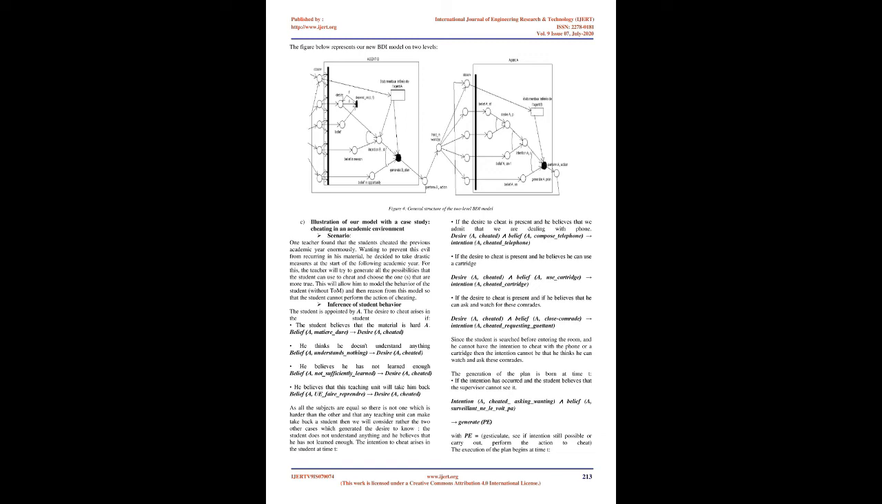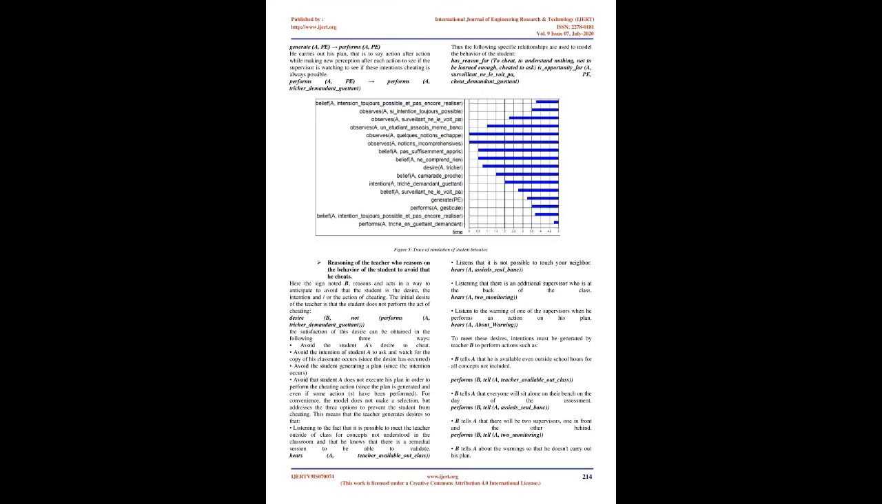Assuming that the agent has already selected the most possible mental states, the new dependencies can be read as follows. For example, agent B can express his theory of mind to agent A by beliefs such as the following. The figure below represents our new BDI model on 2 levels. C. Illustration of our model with a case study: cheating in an academic environment.